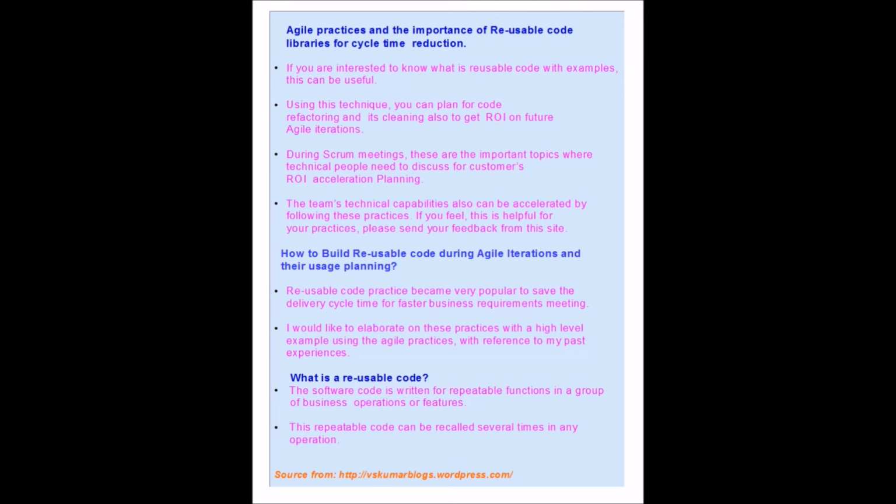The repeatable code can be recalled several times in any operation. Let us say if you are rebooking the items number of times, your customer details can be there, customer code will be there. Through that customer code you can log in it, and once you log in it, your details will be there, your credit card information will be there with privacy, and that can be used by the retail shopper for putting your money in credit card as a charge. So such kind of things we can identify here in the Agile practices for reusable code.